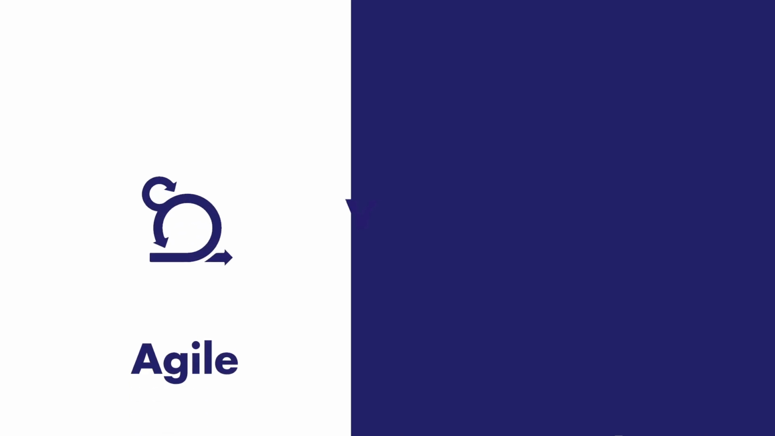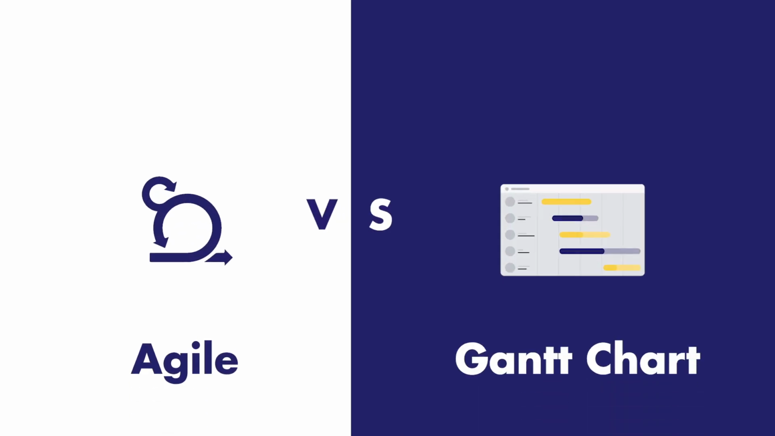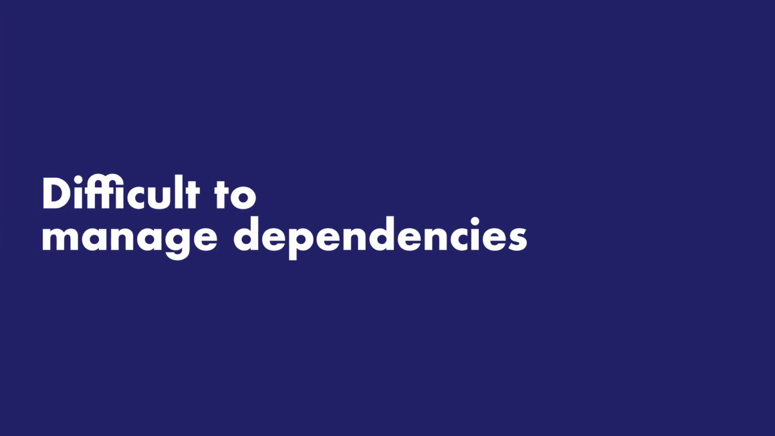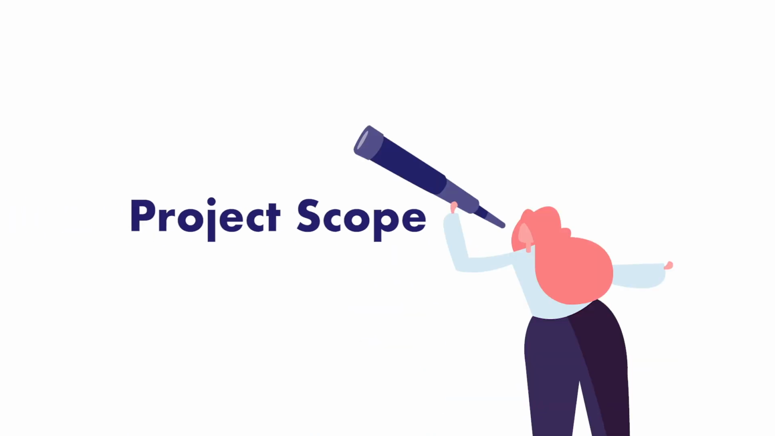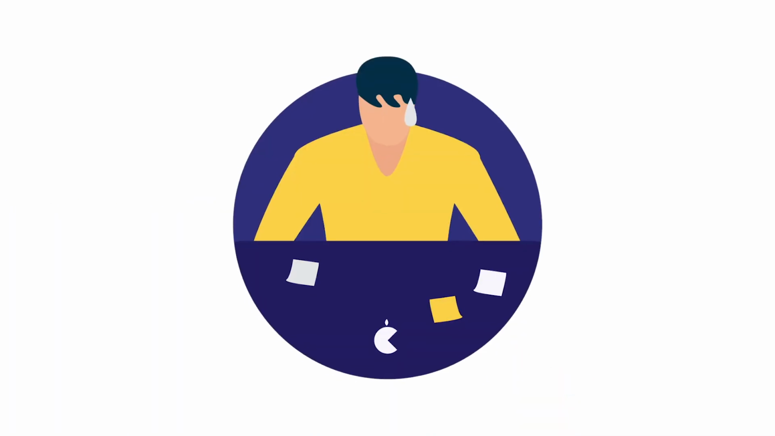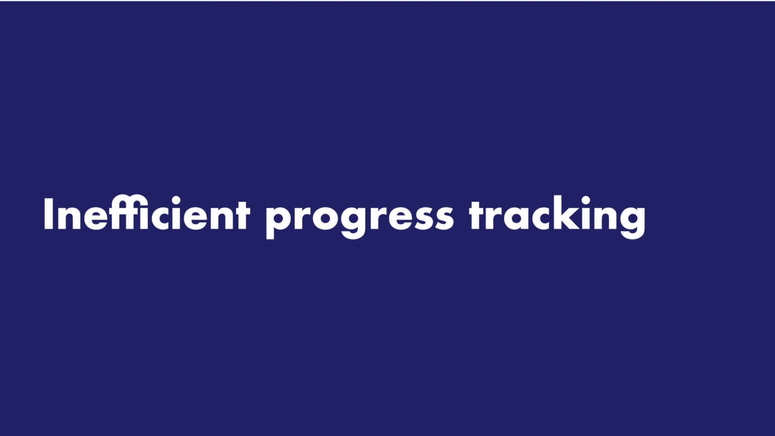First, let's talk about Agile versus Gantt charts. With Jira, it's extremely difficult to manage dependencies since a typical Agile board doesn't reflect the relationship between tasks. You can't present the complete project scope or the completion date to stakeholders through short sprint cycles. You won't be able to track the project progress. Worse, you may overlook obstacles due to a lack of high-level visibility into your team's work.